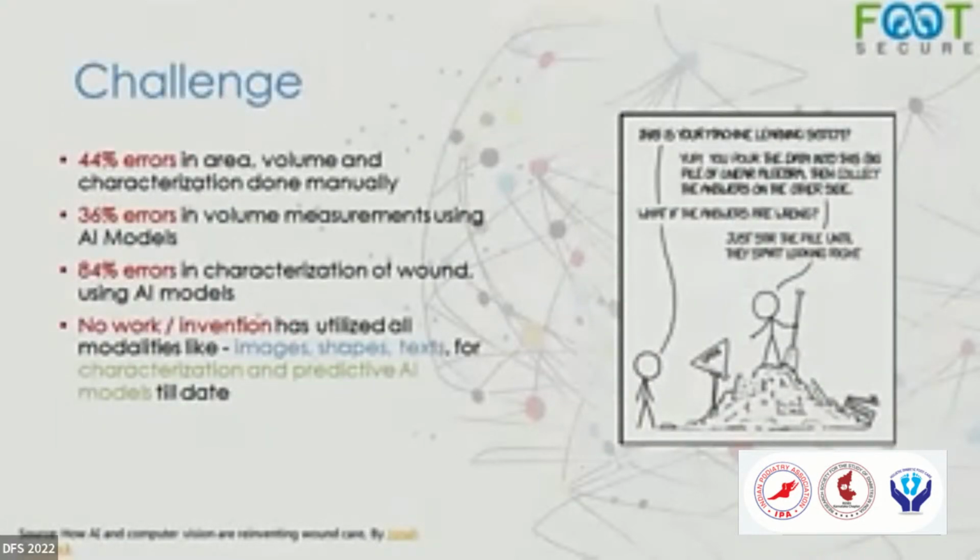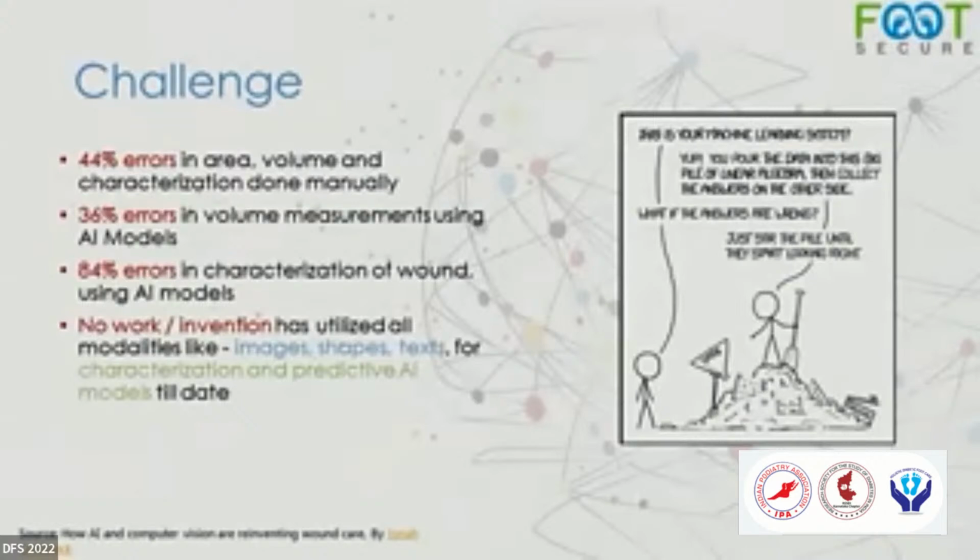The challenge of these is, in a manual wound assessment, the size assessment that we do, it has been found by various researchers there are 44% errors in area, volume and characterization of the wound. In all the other apps that we discussed earlier, there has been 36% errors in volume measuring by the AI models. The area is fine, but for the volume measurement, there are 36% errors. There are 84% errors in characterization of the wound using AI models today. So we can still say that it's a long way to go. AI has not arrived there yet, but this is the challenge and this is the scope we have to solve it.